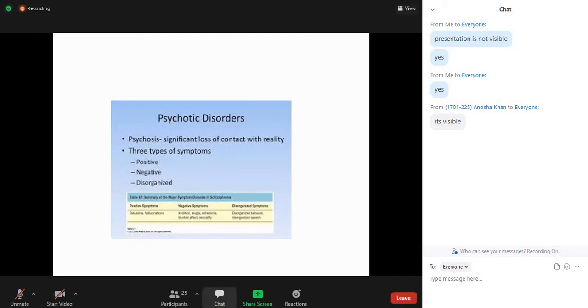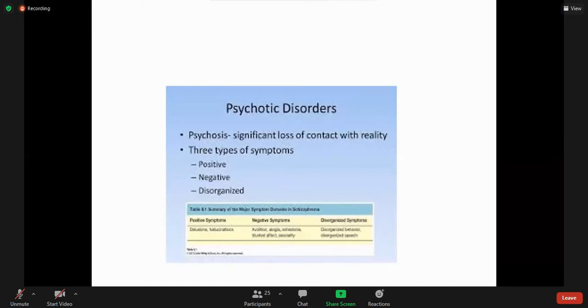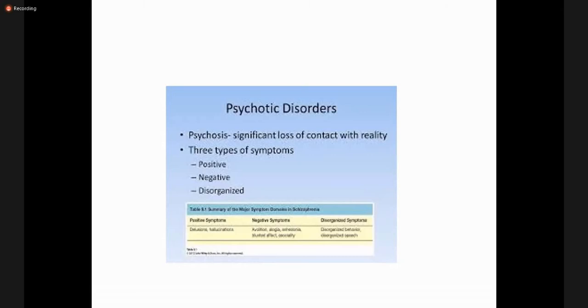So positive symptoms are just those which a normal person does not have, which include delusions and hallucinations. So you are adding positive. Remember, positive means you are adding those symptoms to a person. Those are positive symptoms, delusions and hallucinations. A normal person does not have delusions and hallucinations.